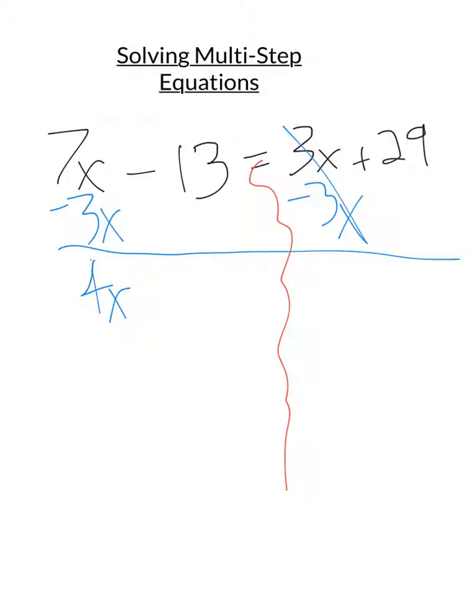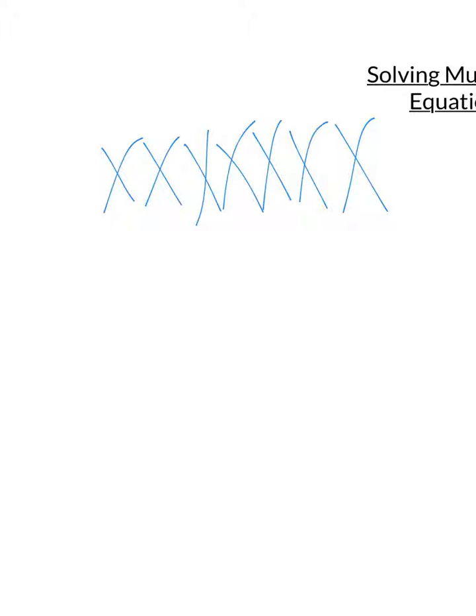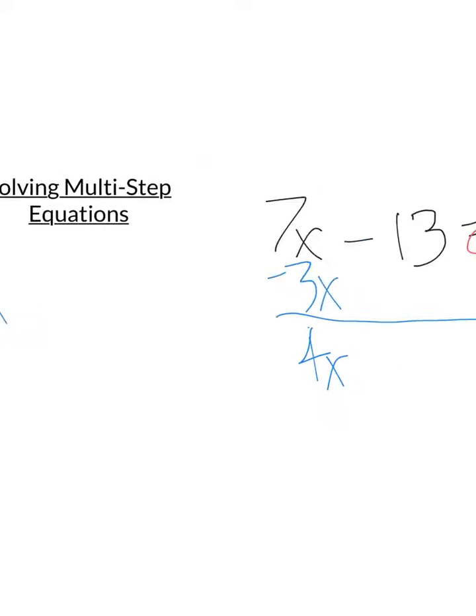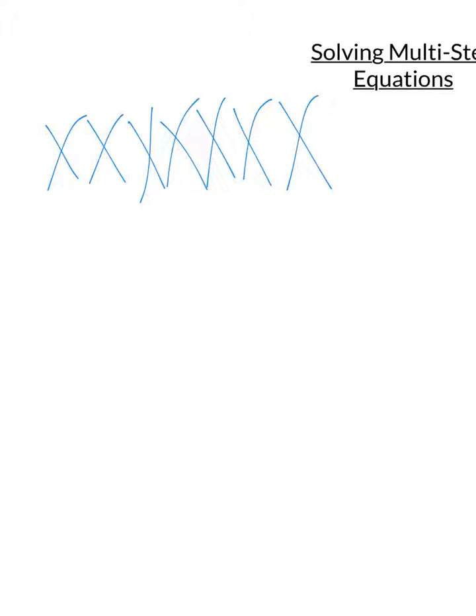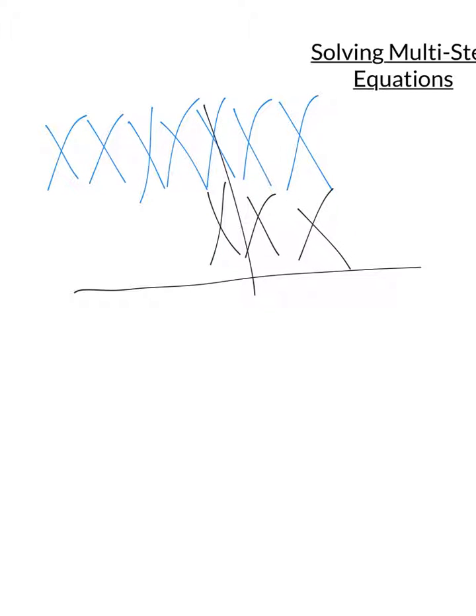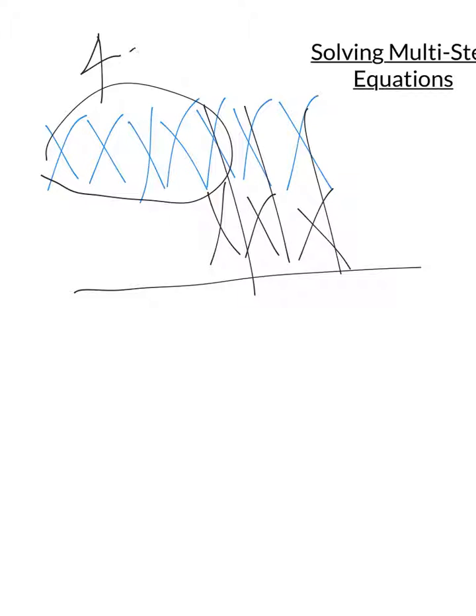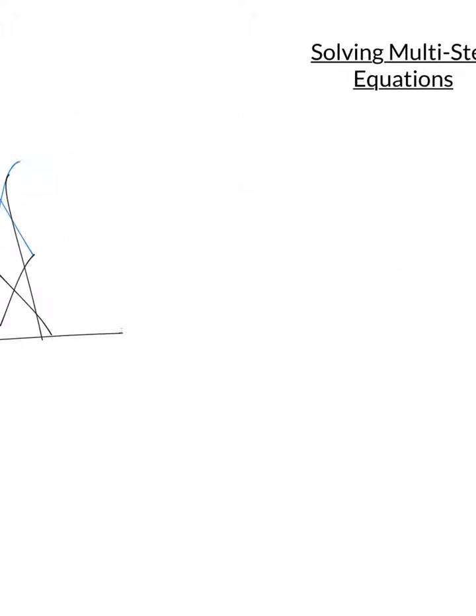The variables don't disappear. Just because you had x minus x doesn't mean the x's go away. Look at it this way. If I had 7 x's, 1, 2, 3, 4, 5, 6, 7, and I subtracted out 3 x's, 1, 2, 3, so those all go away. How many x's do I have left over? I have 4 x's left over. So that's why your variables never disappear when you're adding or subtracting.